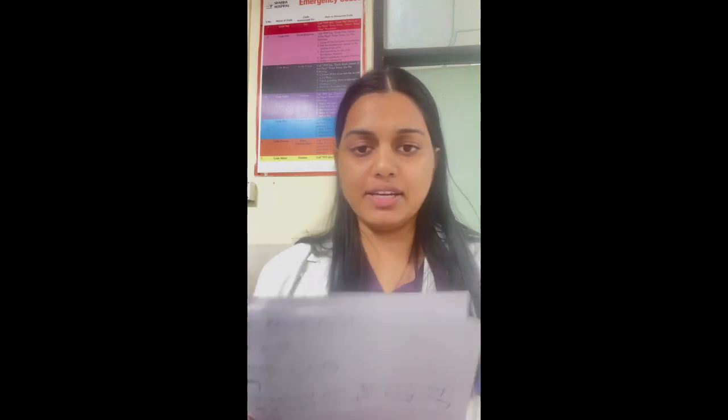When I looked at the investigations of this patient, hemoglobin was 11 gram per dl, which means the patient is anemic. TLC was 29.69, which shows leukocytosis, and leukocytosis makes me think about infection. Platelets were normal, 2,11,000.